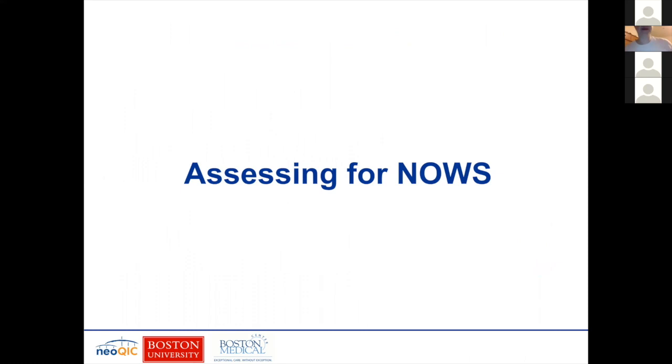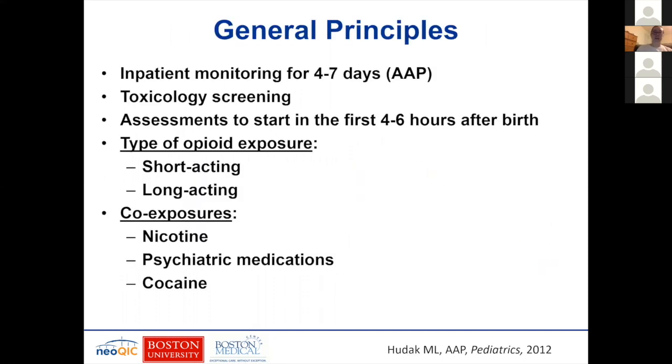All right, so our next topic is assessing for NOWS, which I know Dr. Grossman talked about, so I'm going to be a little bit more general about this. Some general principles, no matter how you're assessing these babies, are that the AAP recommends inpatient monitoring for 4 to 7 days. Again, this is going to be a hospital-to-hospital guideline. We do recommend that you do some sort of toxicology screening on the baby, and ideally on the mother, and that you start assessing the baby ideally within the first 4 to 6 hours after birth. So not after they start to show signs, but really starting these assessments within the first 4 to 6 hours of life.